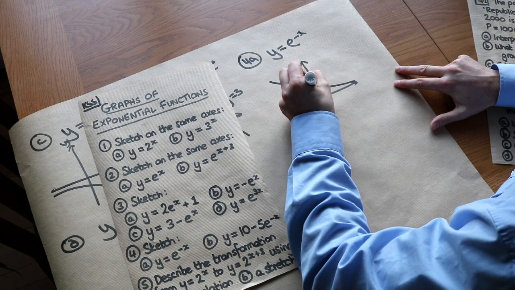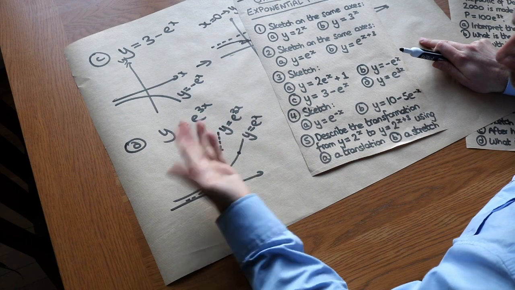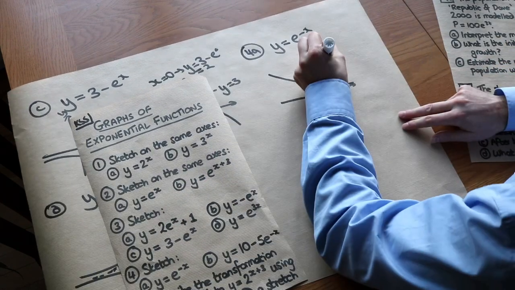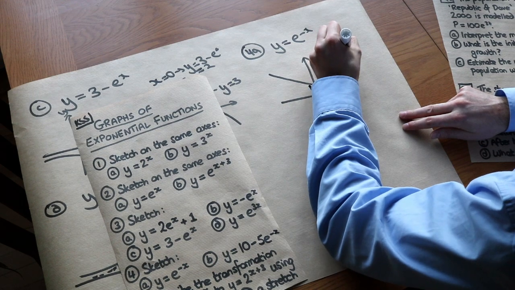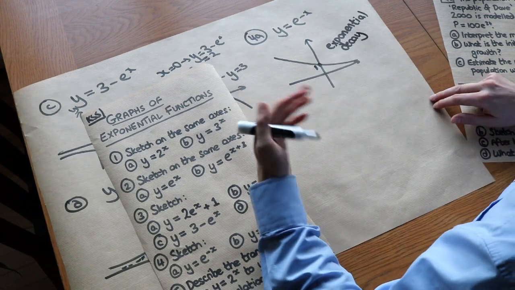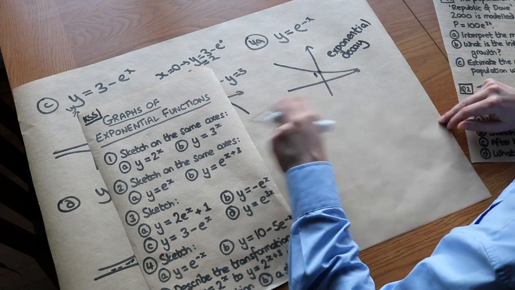The y-intercept is still 1 because when we reflect this e to the x graph, flip it over, that y-intercept stays where it is. So this is known as an exponential decay graph. Decay just means decreasing. Just like you get radioactive decay, it's when a radioactive material becomes gradually less radioactive.